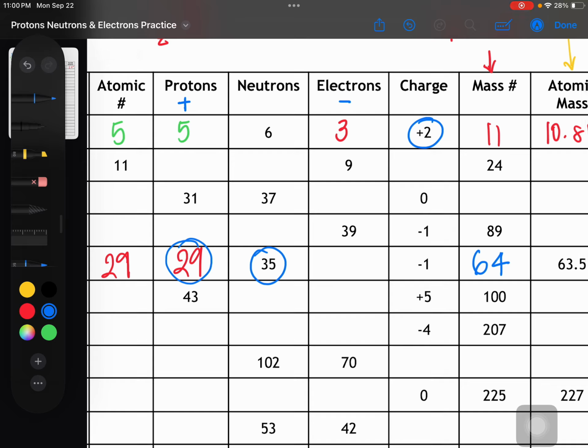To figure out the number of electrons, we once again look at the charge. So the charge is -1, meaning we have more electrons because electrons are negative. And that would be 30. So 30 negatives and 29 positives results in a -1 charge.